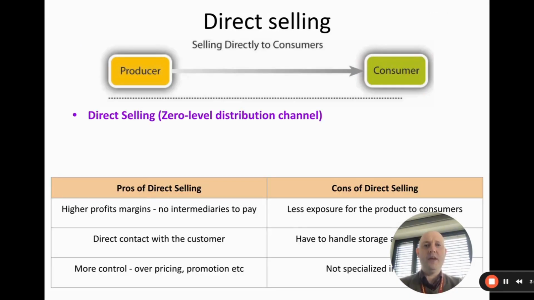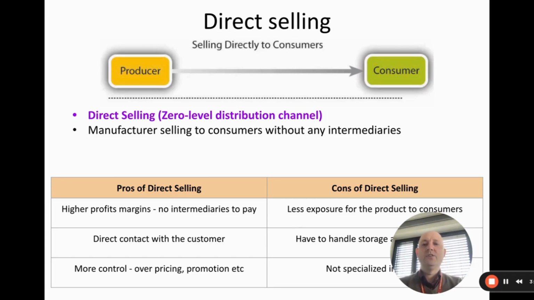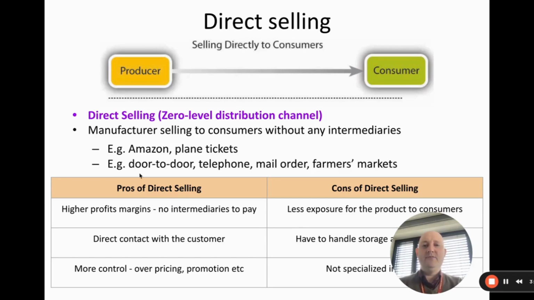So the first one we're going to look at is direct selling. So direct selling is effectively when it goes straight from the producer or the manufacturer to the consumer. We can also call this a zero-level distribution channel, whereas distribution channel is again going from producer to consumer, and we call it zero level because there's nothing in between. And we're going to see that makes a bit more sense in a minute.